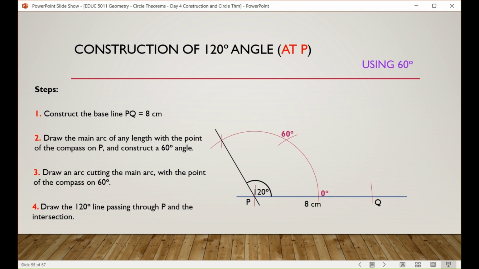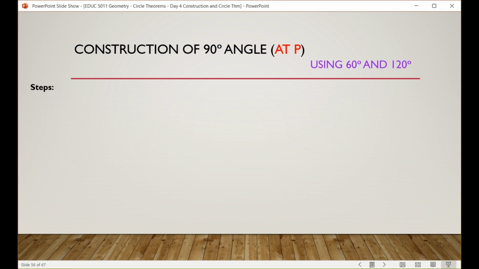So it's good to put that arc around the 120 degrees at P, so it indicates what the value of that angle is. So we've constructed baseline, we've constructed 60 degrees, 30 degrees, 120 degrees. And we're going on to 90 degrees.